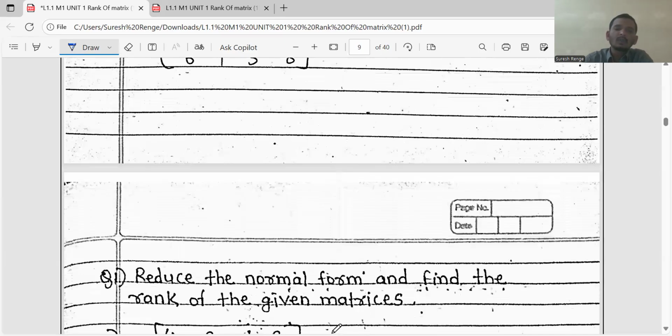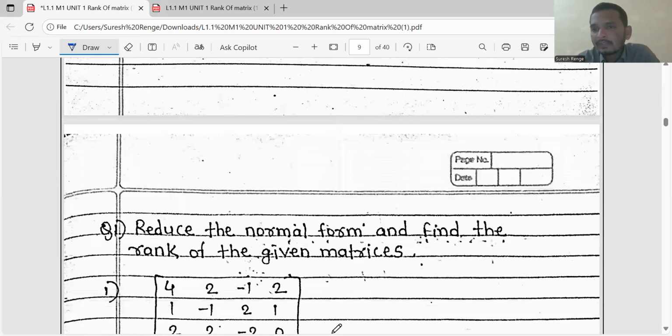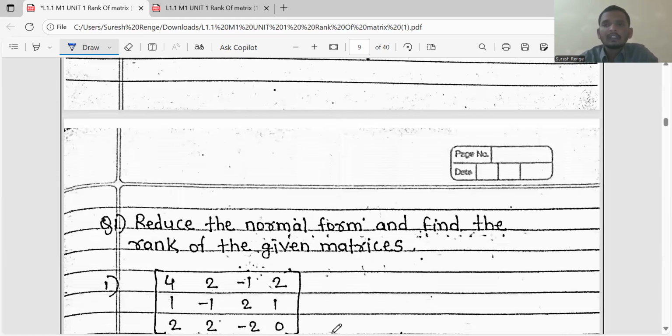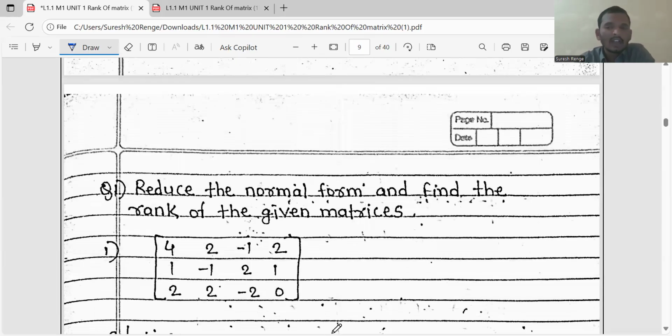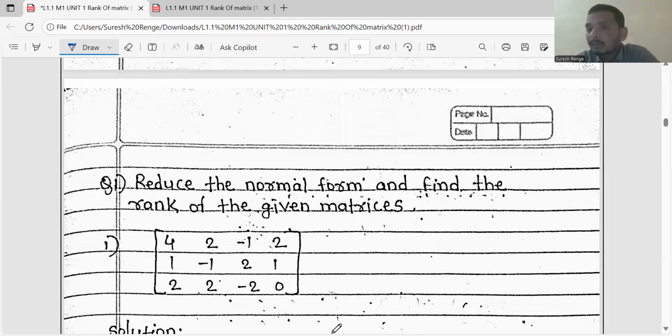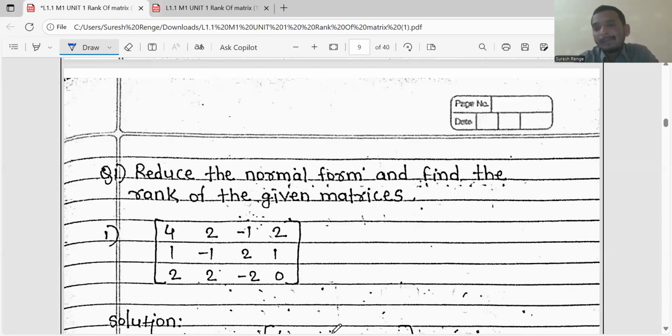Now, in today's lecture, we are discussing a new topic, that is finding the rank of a matrix by using the normal form. In echelon form, whatever the leading element may be, it need not be 1. But in the normal form, the leading element must be 1.